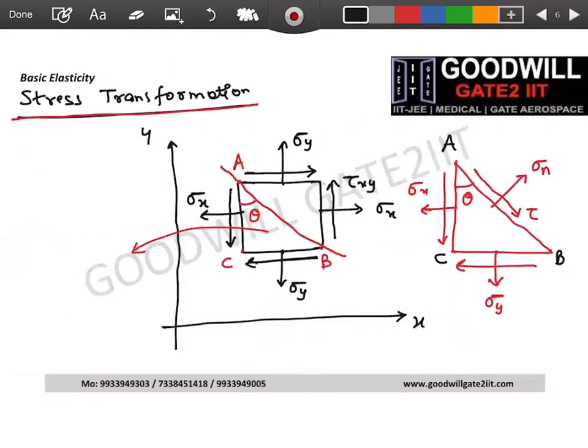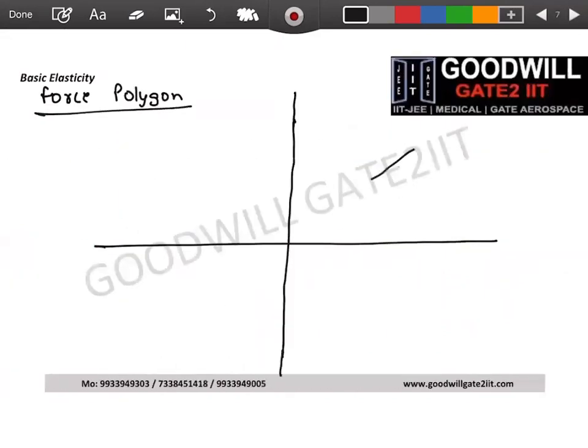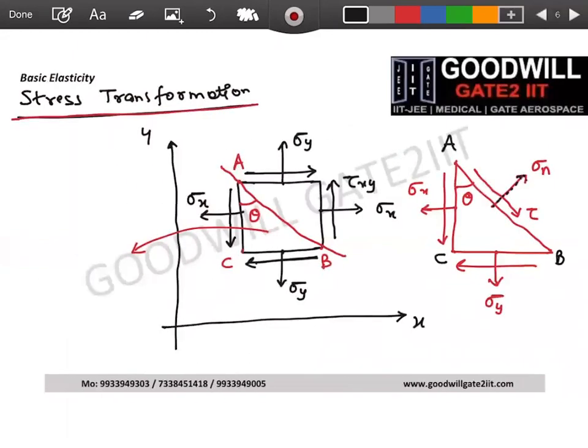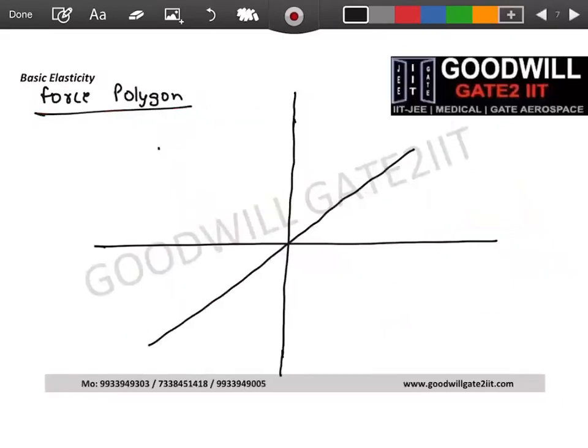I'm drawing a line at this orientation. So simply, I'm drawing a line like this, which is where sigma n is going. And if you agree, perpendicular to it, there is also a line where tau is going. So something like this. I've simply drawn some lines.